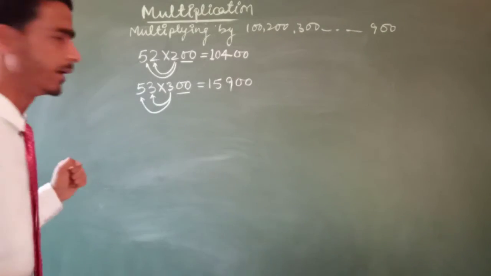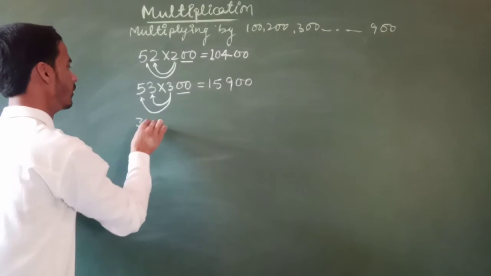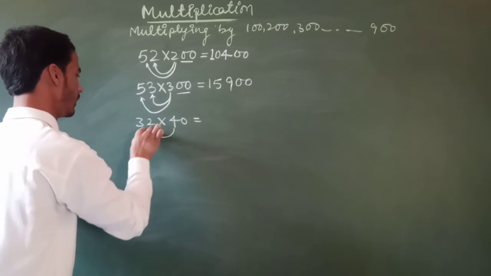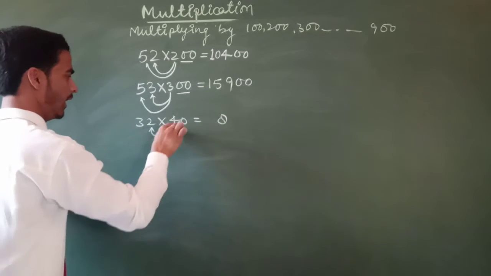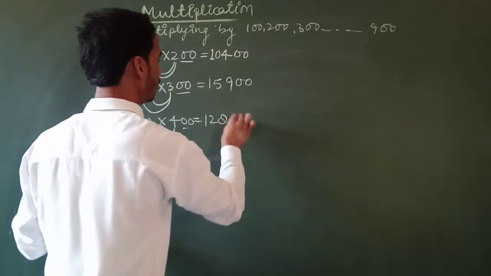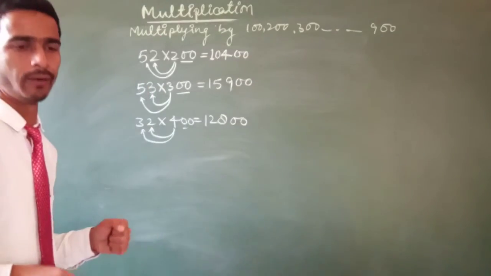Okay, and the next is 32 multiplied by 400. Firstly, we have to multiply: 4 twos are 8 and 4 threes are 12 and now we have to place 2 zeros, that is 12,800.